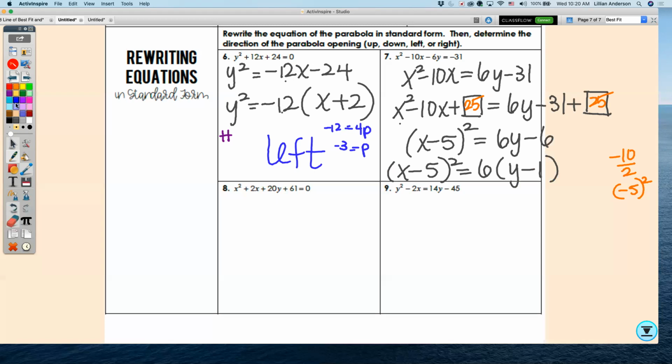Horizontal or vertical? And it opens up. What would have been the value of p? 3/2. Because you would have said 4p equals 6.